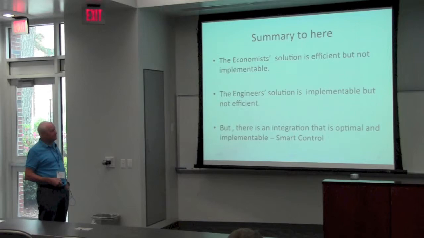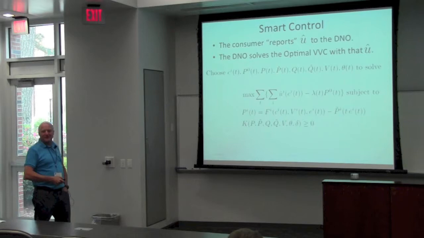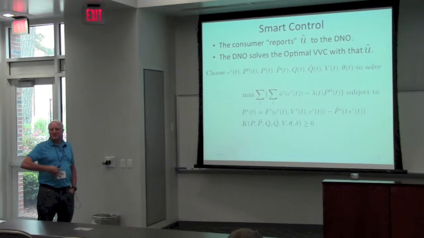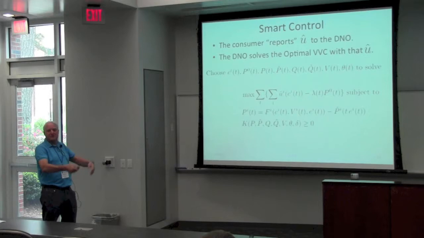And I call it smart control, but whatever. So here's the proposal, and this is a very theoretical proposal, which is basically the consumer reports their utility function to the distribution network operator. Now we'll see what that means in a little while. But in principle, you report, the DNO solves this, this is the old optimal Volt-VAR control problem, using that utility function. Every 5 minutes we just crank it out, okay?